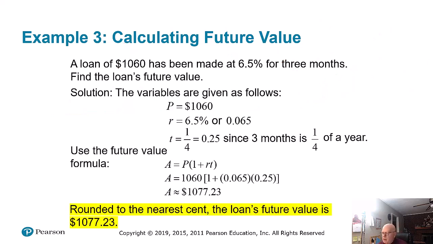So there you go. There's a principal. There's a 1 plus RT. There's a principal. There's the 1, the rate, the annual rate, and the time in years. So the loan's future value, that's 3 months later, starting as $1,060, at 6% for just 1/4 of a year, this is how much would be in your account at the end of 3 months.